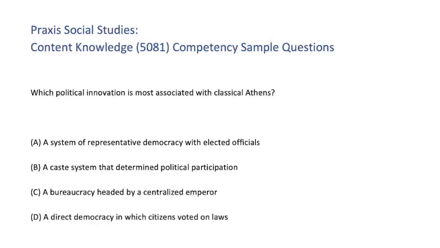Which political innovation is most associated with classical Athens? Would it be A, a system of representative democracy with elected officials? B, a caste system that determined political participation? C, a bureaucracy headed by a centralized emperor? Or D, a direct democracy in which citizens voted on laws?